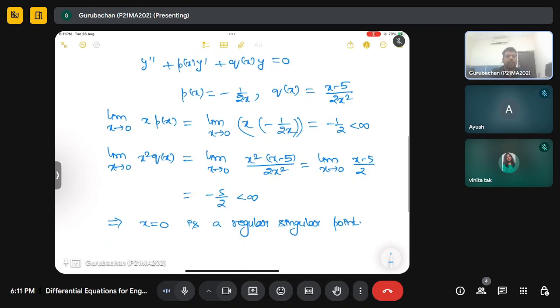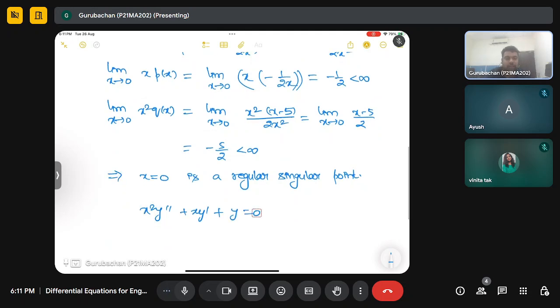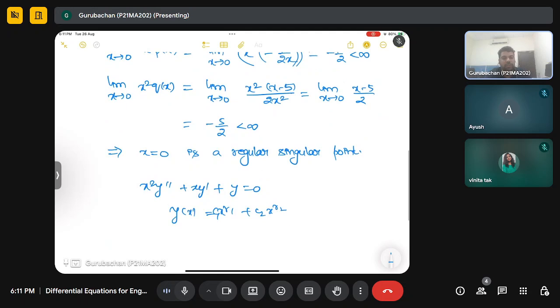Since it's a regular singular point, now we can apply the Frobenius method. The Frobenius method is a generalization of the Euler-Cauchy method. In Euler-Cauchy, we have the equation x^2 y'' + x y' + y = 0, whose solution is like c1 x^r1 + c2 x^r2. Inspired from this, the Frobenius method comes into act.